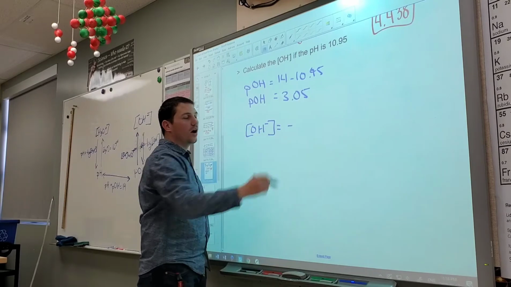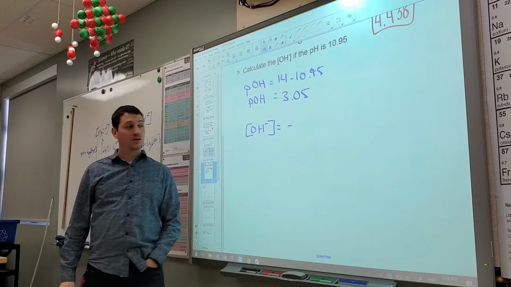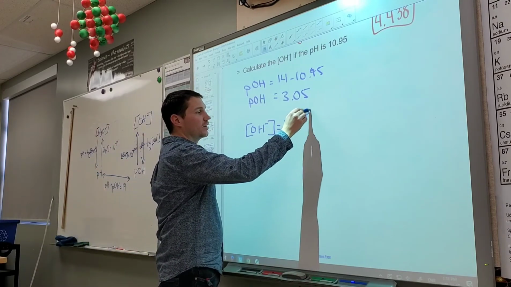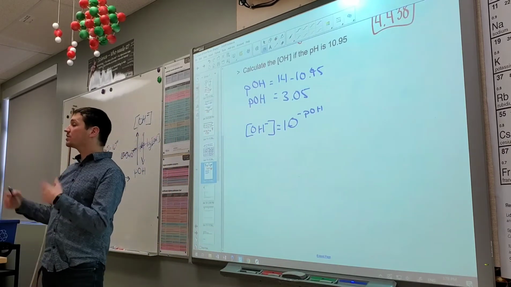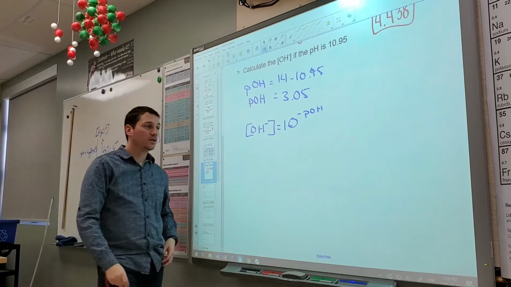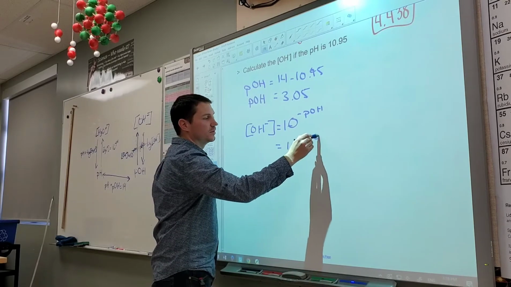Hydroxide is not the negative log of the pOH. It's 10 to the negative pOH, right? pOH is a power, so it has to be put in a power. 10 to the negative power. 10 to the negative 3.05.